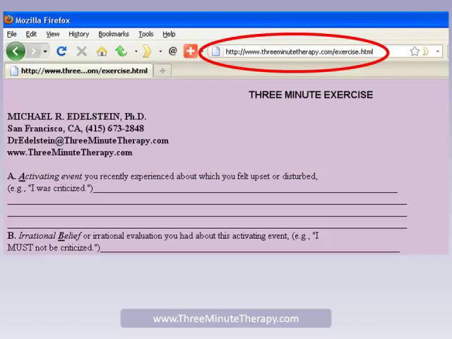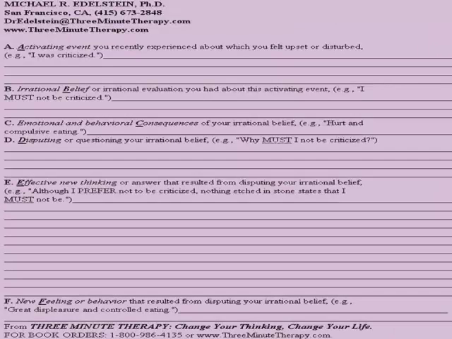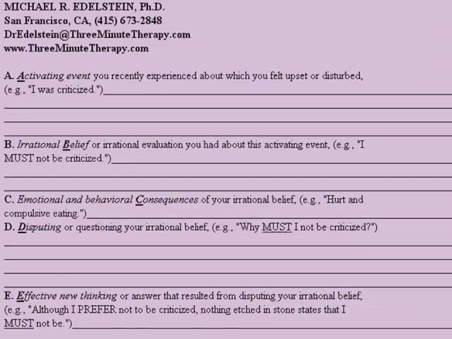The 3-minute exercise is a very convenient, useful, efficient way of identifying your emotional problems and what you're telling yourself to create them, and to reevaluate what you're telling yourself, question it, challenge it, and contradict it, and then internalize a new way of looking at things so you don't create emotional problems for yourself. The form goes from A to F, and normally we start with C.